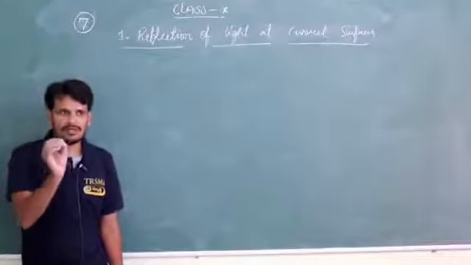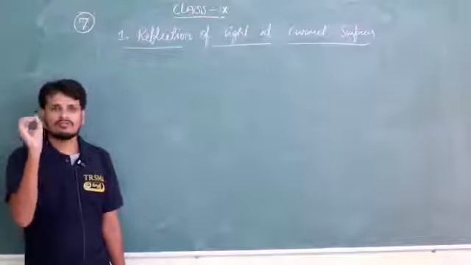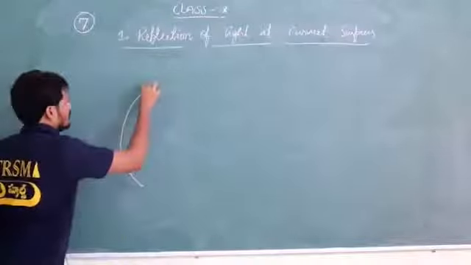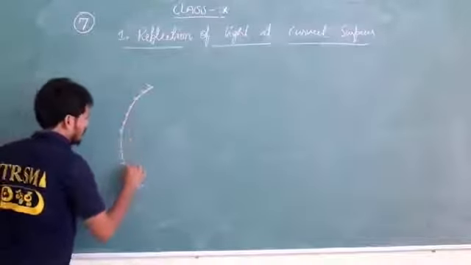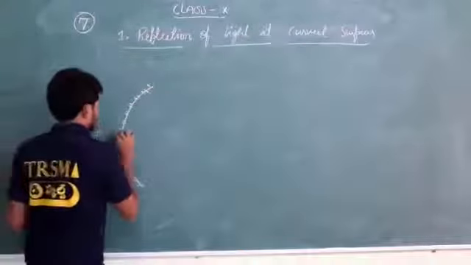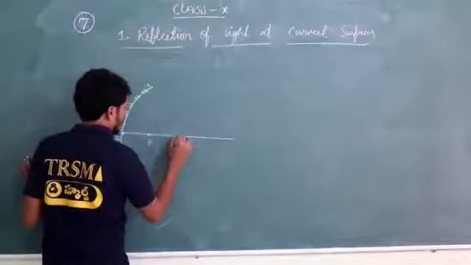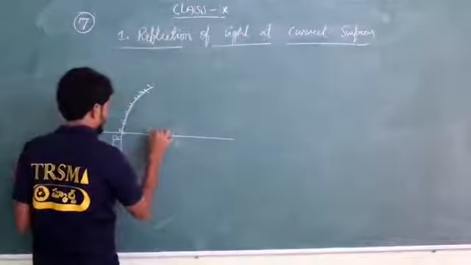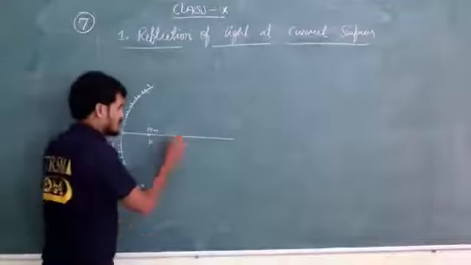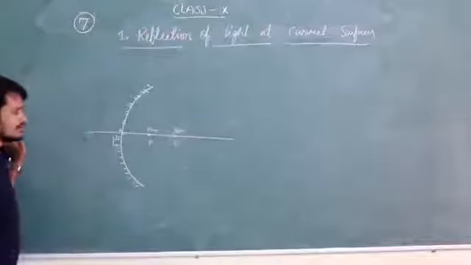Let's suppose one concave mirror is given with a focal length of 15 centimeters. P, F and C: the focal length is 15 centimeters. Then the radius of curvature becomes 30 centimeters, because we know the radius of curvature is double the focal length.